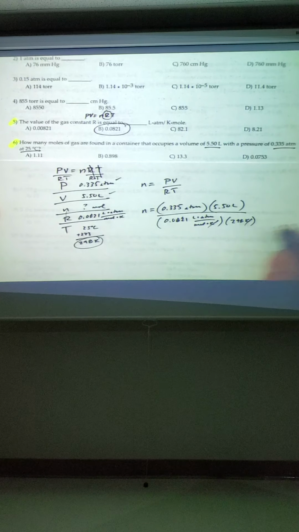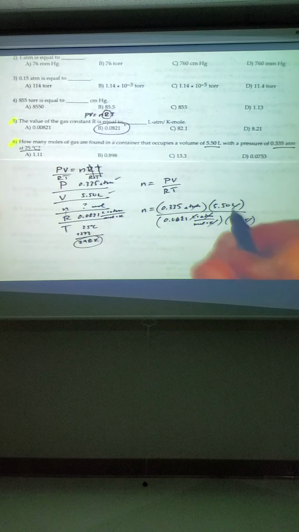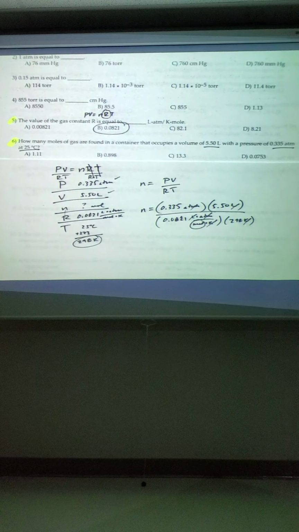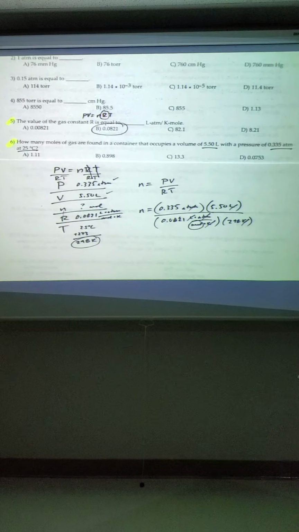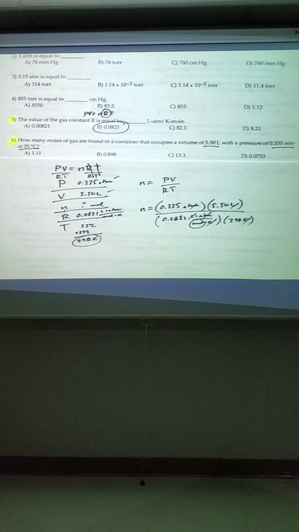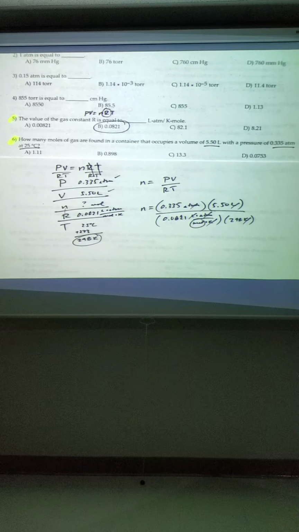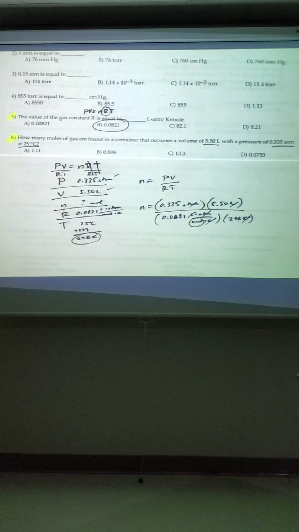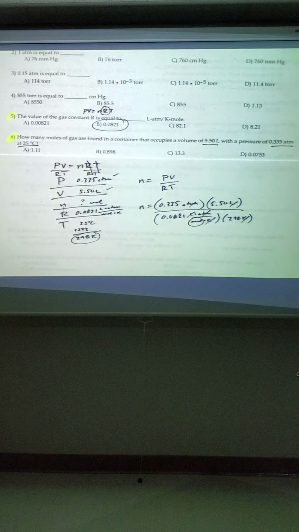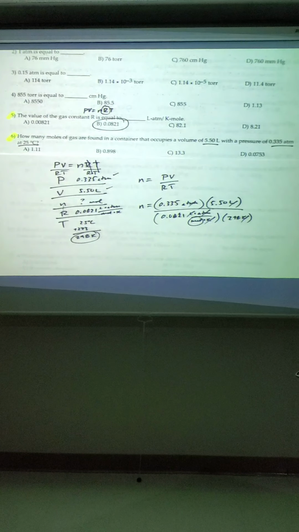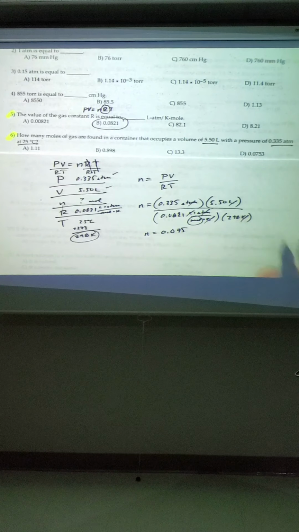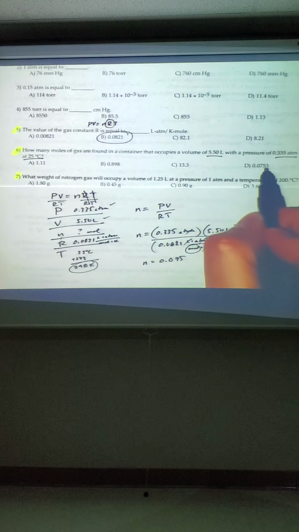So notice Kelvin cancel, atmospheres cancel, liters cancel. All that's left is moles. If you're on the bottom, you're really on the top in algebra. So 0.335 times 5.5 divided by, open parentheses because of PEMDAS, 0.0821 times 298, close parentheses, it equals 0.075. And that's what we're looking for here.